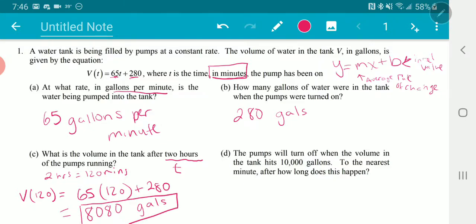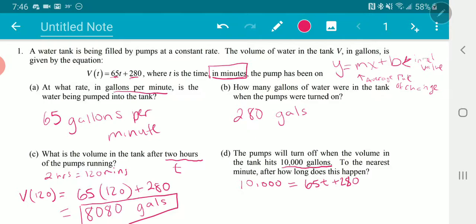Okay, and lastly, part D. The pump will turn off when the volume in the tank hits 10,000 gallons. To the nearest minute, after how long does this happen? So in this case, they didn't give me time. That's what I'm looking for. They gave me my gallons, or my volume. So I plug that in on my left side, my V of t, and that's going to equal 65t plus 280.